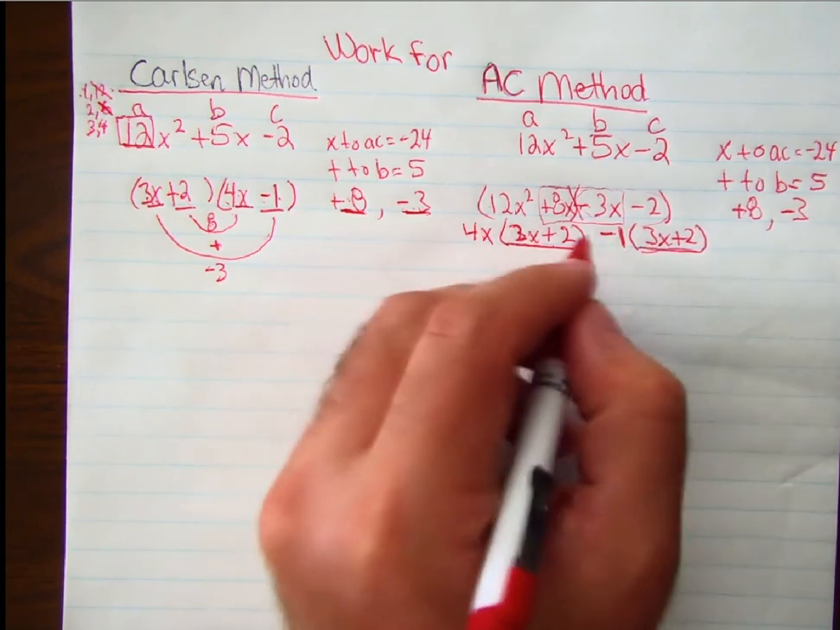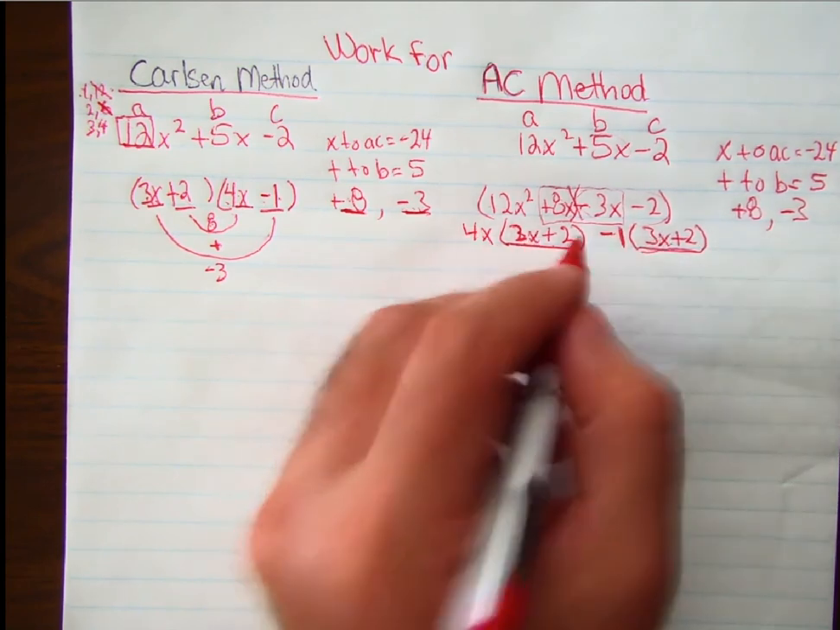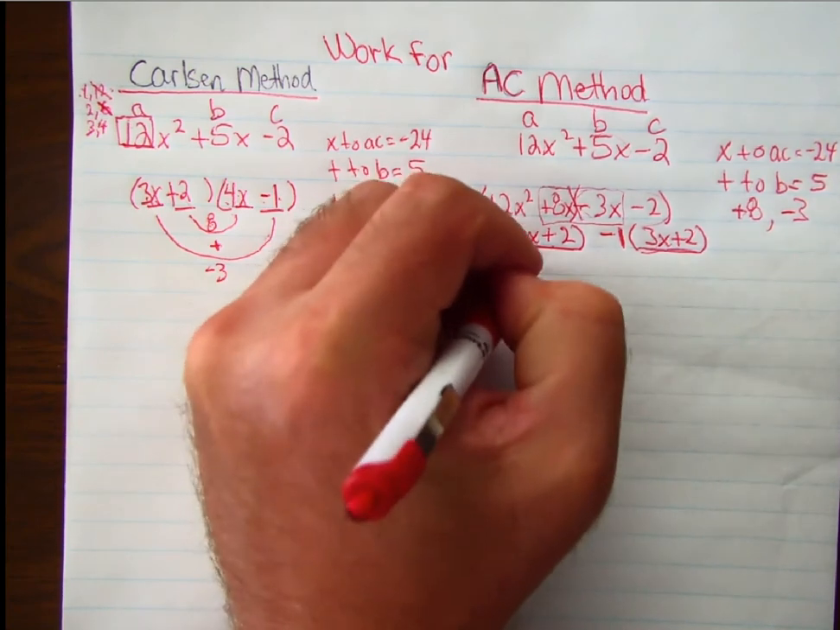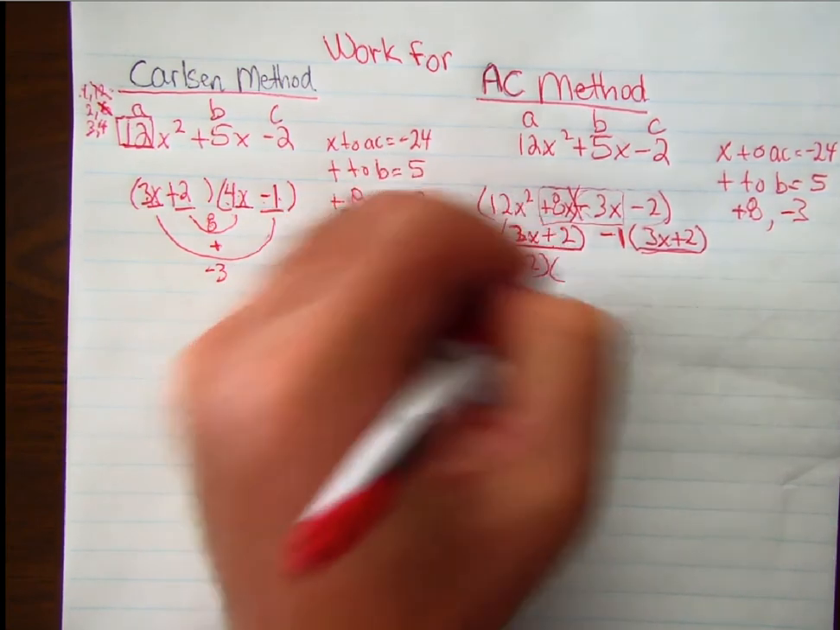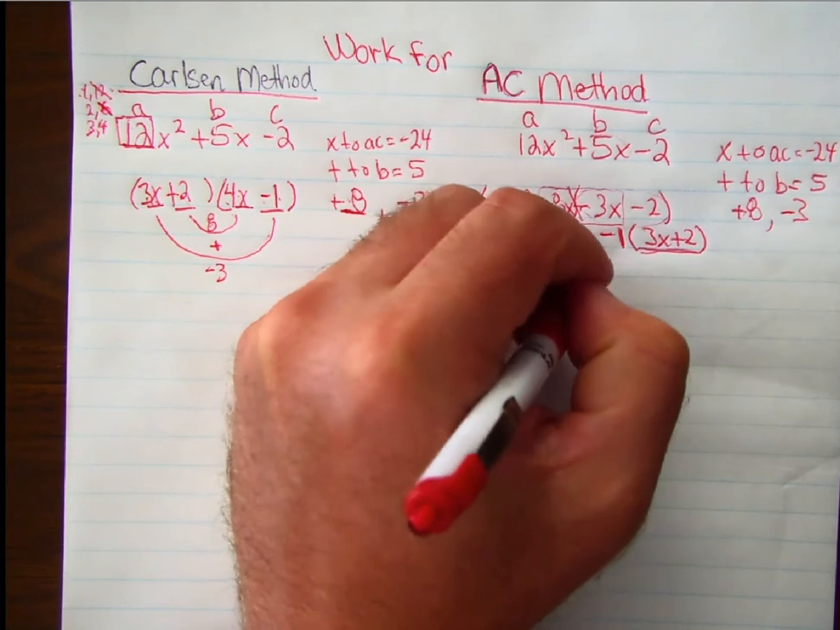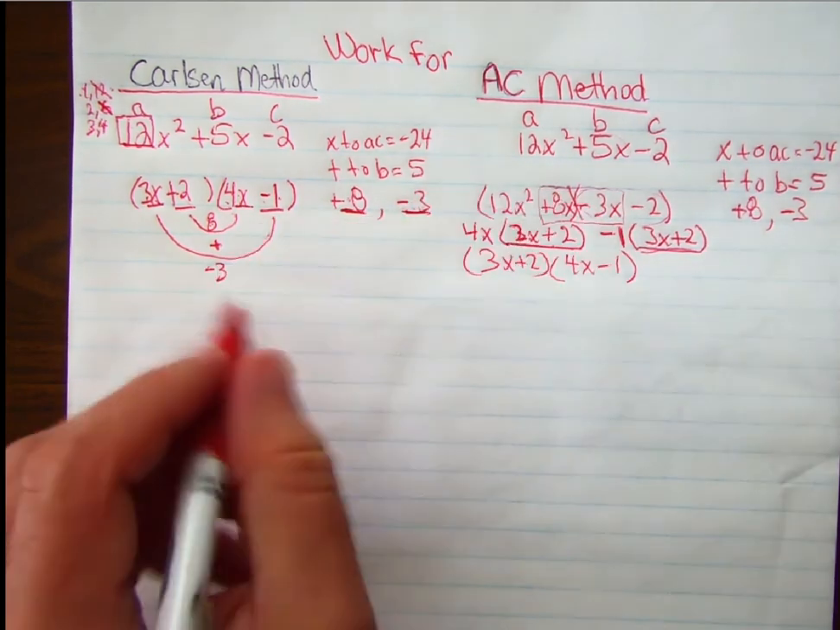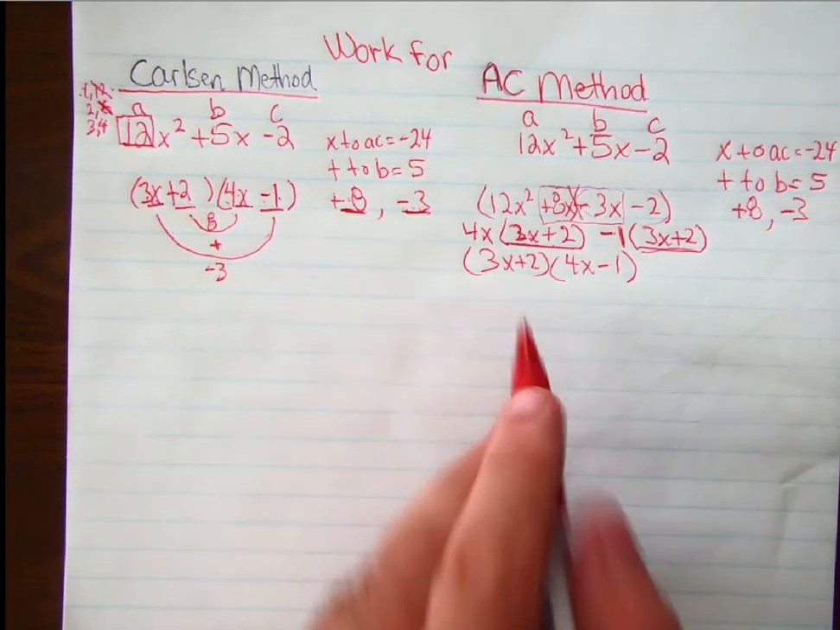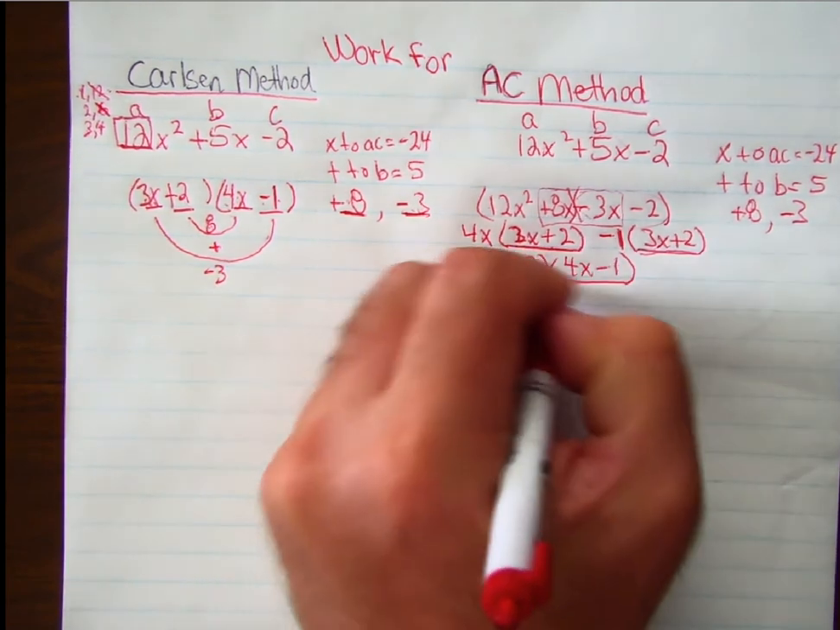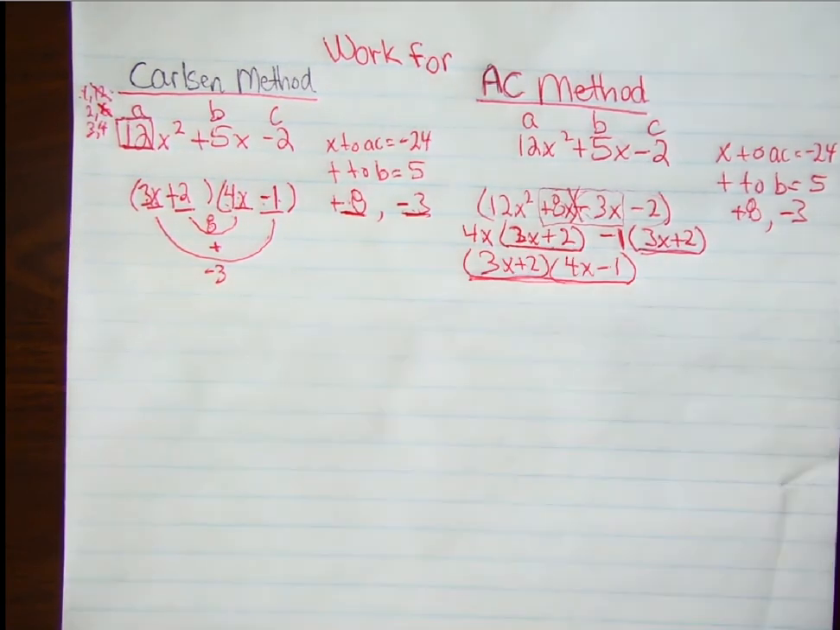So we have two terms, that term and that term. The GCF is 3x plus 2. We factor that out, and what are we left with? 4x minus 1. And you notice you get the exact same answer. So that is the work using the AC method. That's what you have to show me on your paper for each problem.